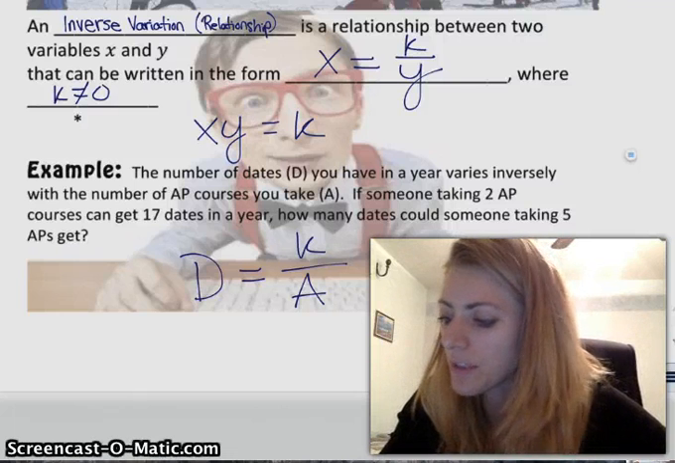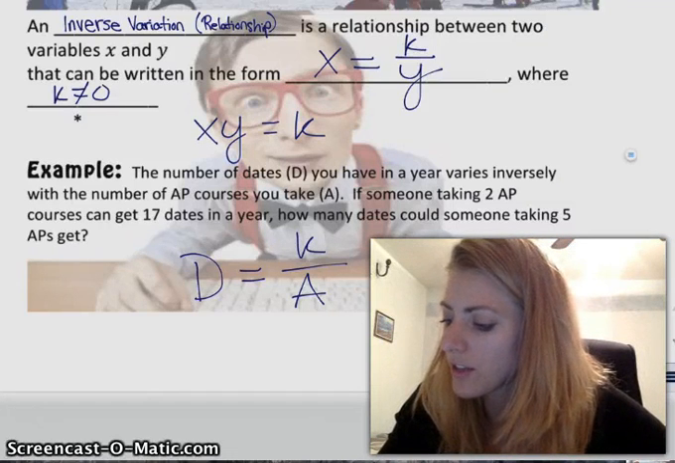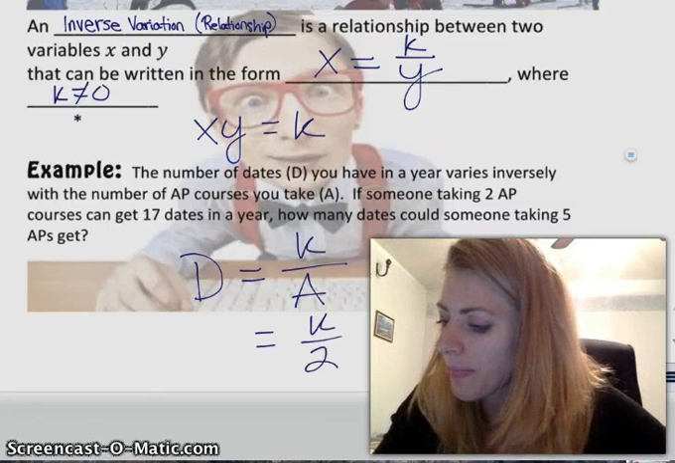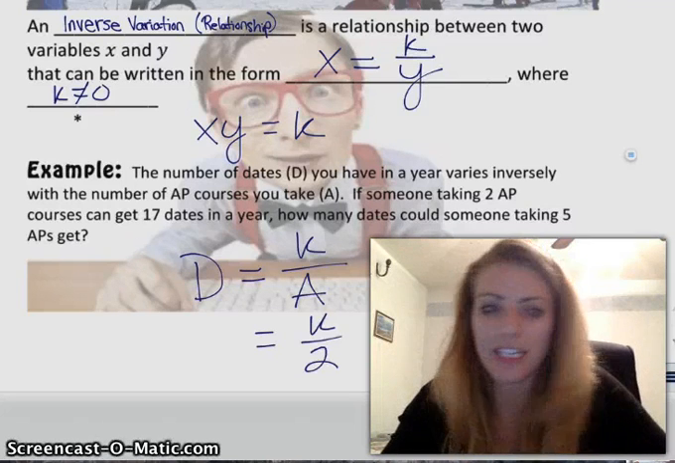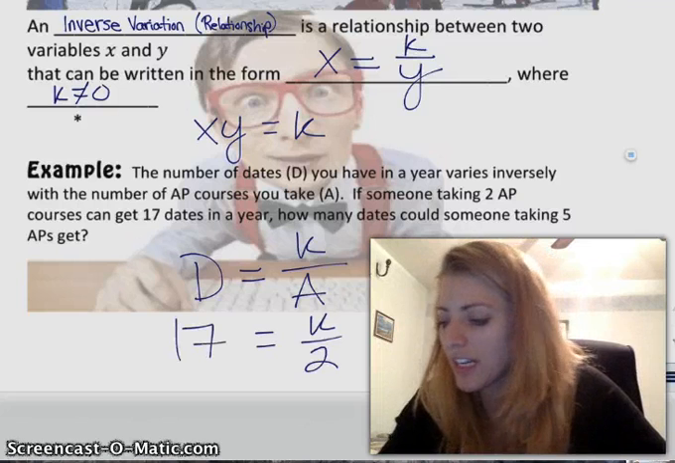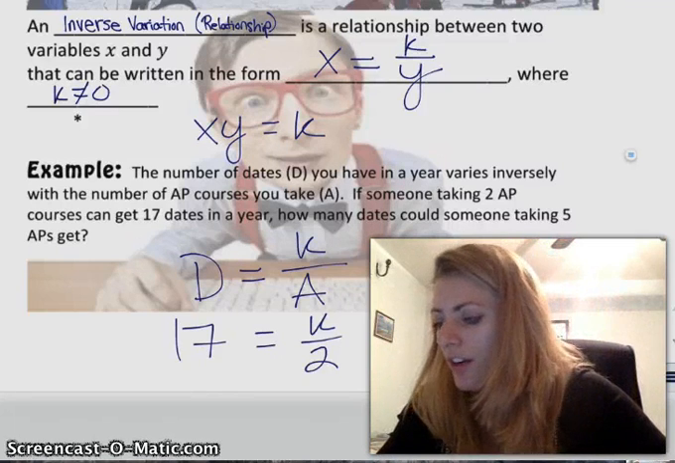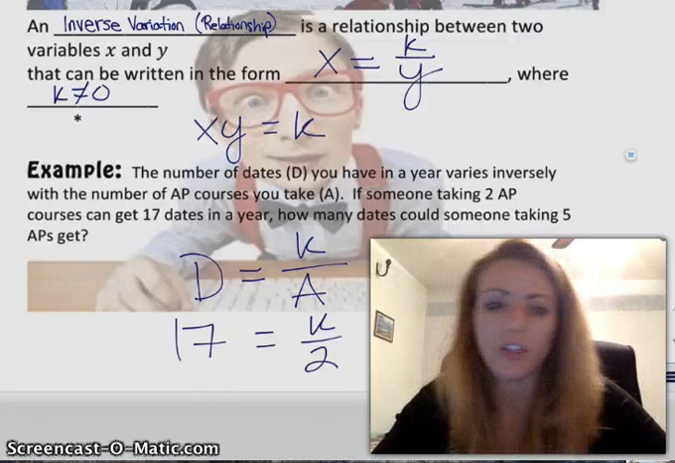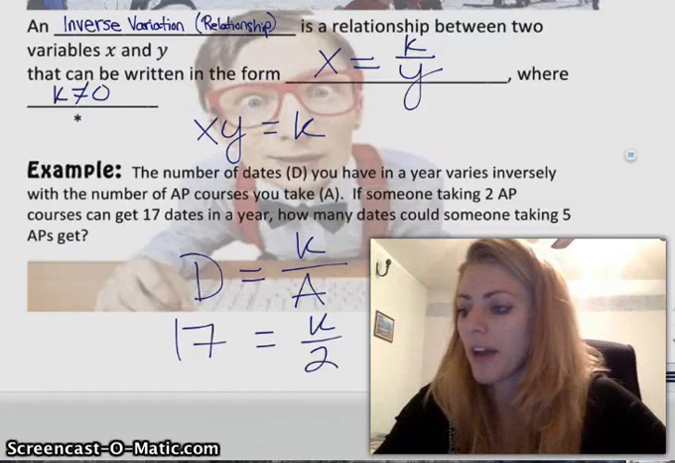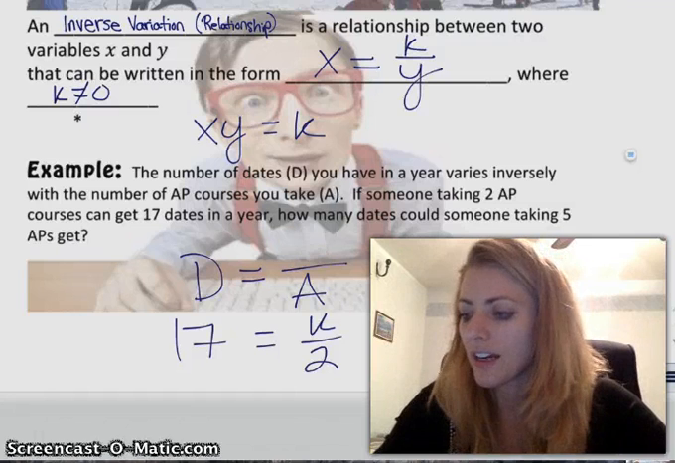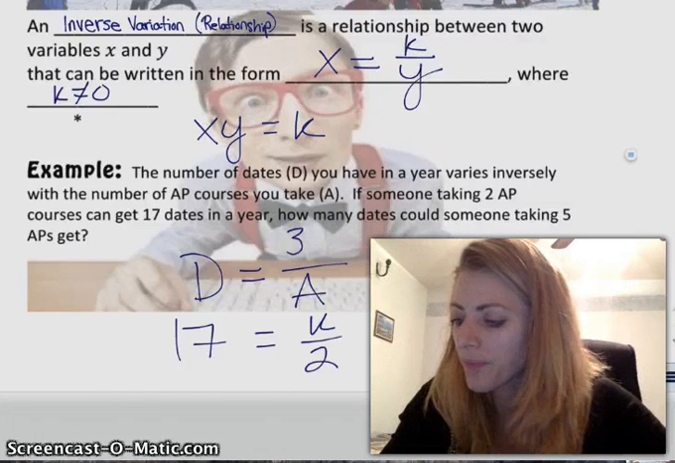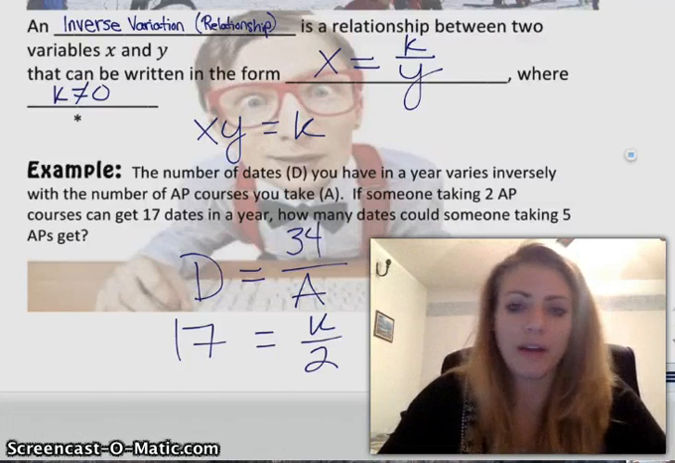So it says if someone taking 2 AP courses, so that's K over 2, can get 17 dates in a year. So that equals 17. We need to figure out our constant. Okay, multiplied by 2, you get K equals 34. Not too bad. So then you can set up your actual function by replacing K with 34. And then you can answer any other questions about the function.